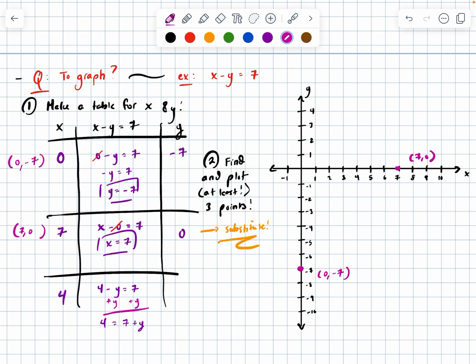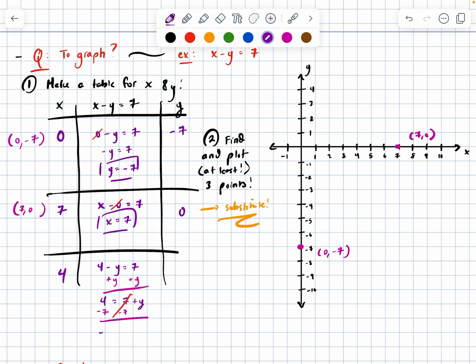Okay, so you're going to add y to both sides. So then you get 4 is equal to 7 plus y, and then to get y by itself, I would subtract 7 from both sides. So you have 4 minus 7, which is negative 3. And y is equal to negative 3.